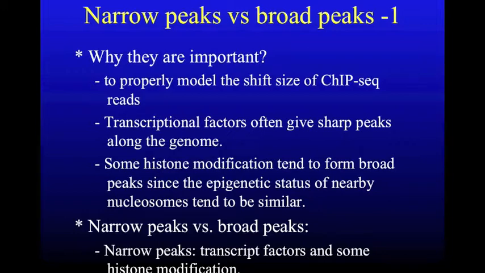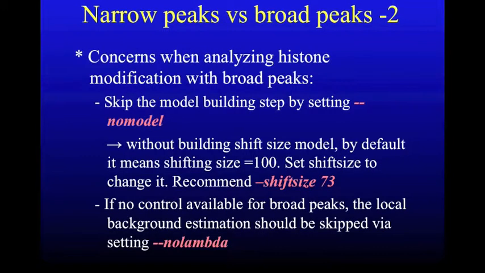The most common histone modifications with broader peaks include H3K27me3, H3K36me3, and H3K9me3. To skip the default setting of the shifting size model, we should include the command --nomodel in the line. So if you want to adjust the default size, which is 100 bp in the nomodel setting, you could specify the shift size here.